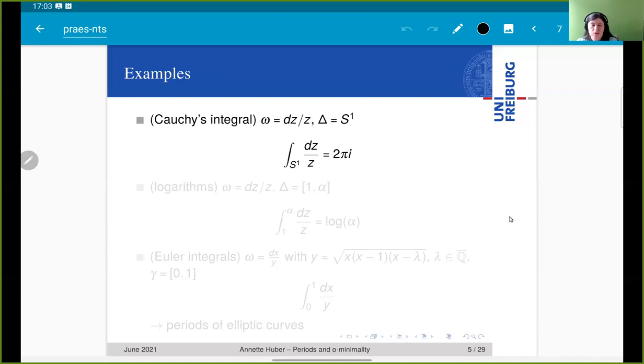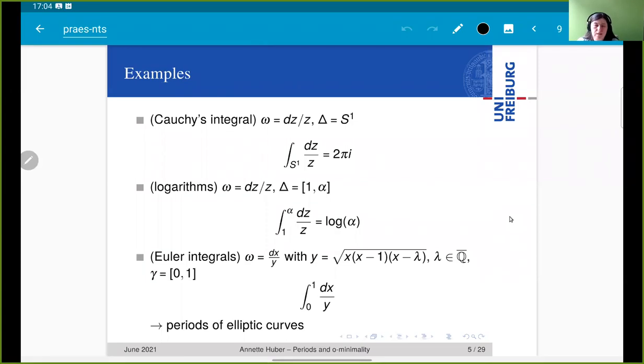Let's do examples first. The very first example that everyone knows is Cauchy's integral. We're integrating dz over z, where z is a complex variable here, and I'm integrating over the unit circle. And then of course the answer is 2 pi i. So 2 pi i is the first example of a period number. You can keep the same differential dz over z, but integrate not around a closed loop, but along some path from 1 to alpha. Then the answer is log alpha. Maybe traditionally you would say alpha is a positive real number, and then this is just the ordinary logarithm. So values of logarithms at algebraic points would be periods as well.